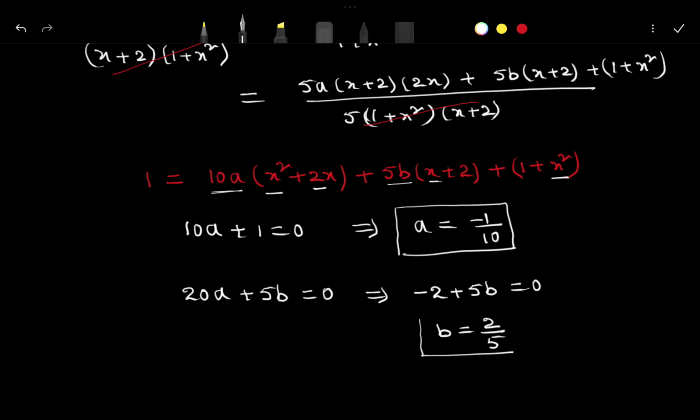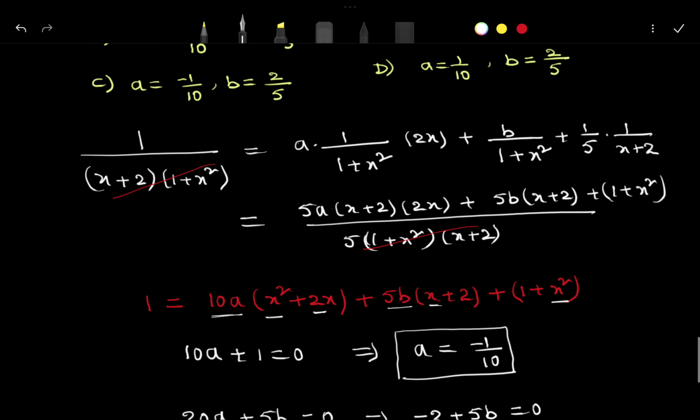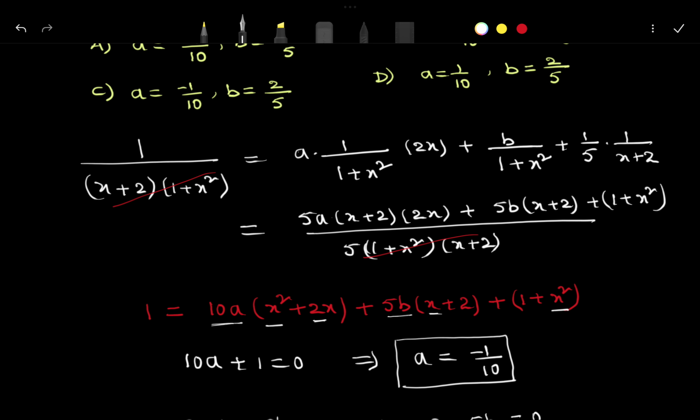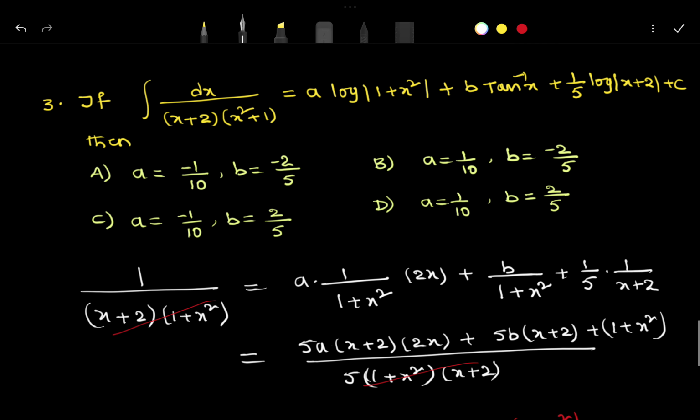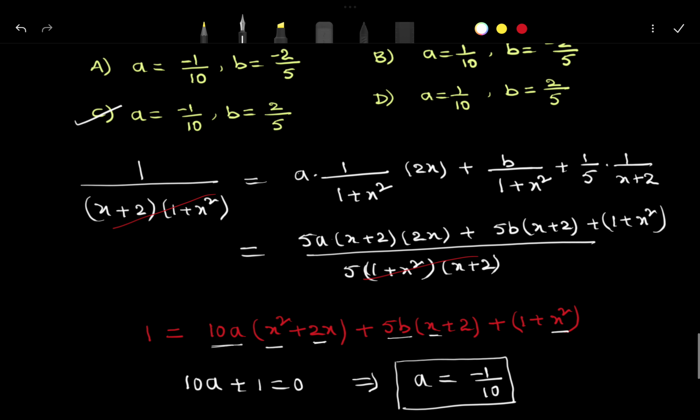Actually, in the question the required values are a and b. a is equal to minus 1 by 10 and b is equal to 2 by 5. So what is the right option in the given question? Very clearly C is the right option. I hope everyone is clear on this problem.